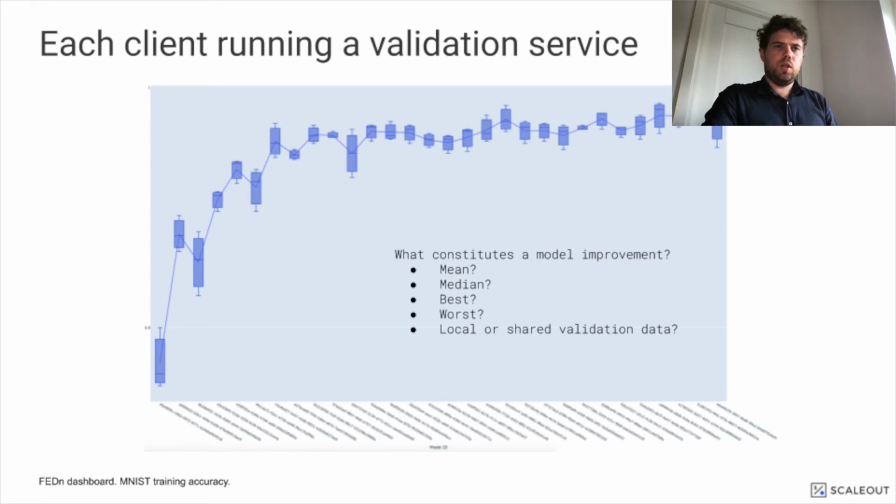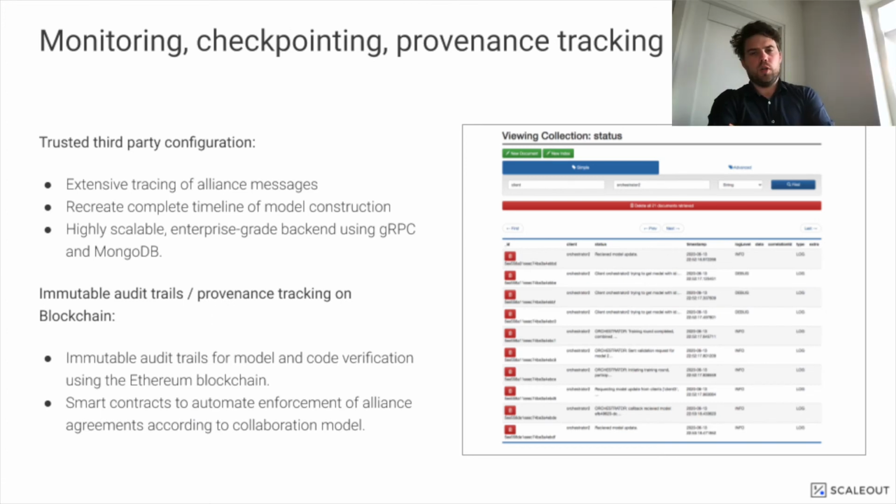The answer to this question, I guess, is both a matter of the business part of the alliance governance and the machine learning part of the problem, which makes this quite an interesting problem. Another very important practical aspect of designing and building a federated learning system like FEDn is that of monitoring, checkpointing, and provenance tracking. Here we can distinguish between two main scenarios: one where you have a trusted third-party configuration, and one where you have a fully decentralized, trustless system.